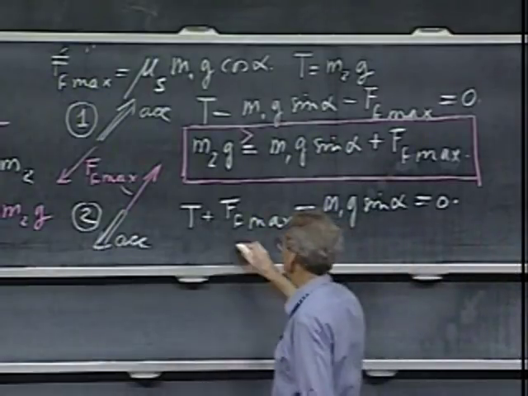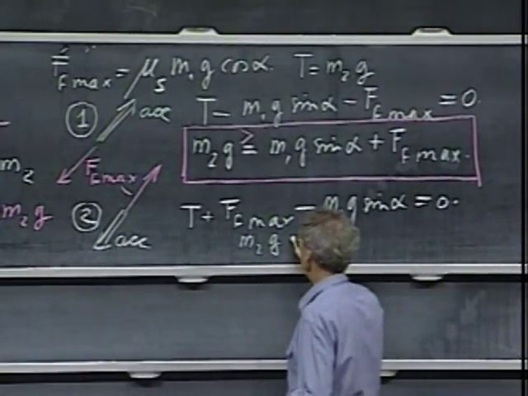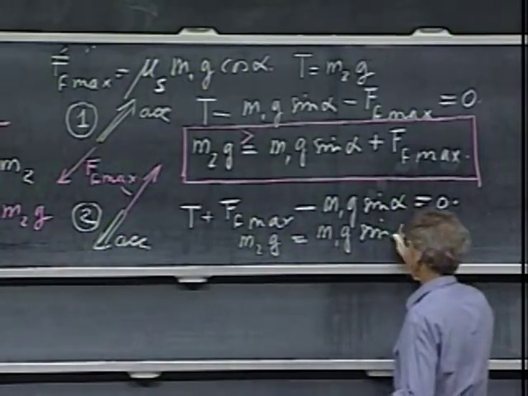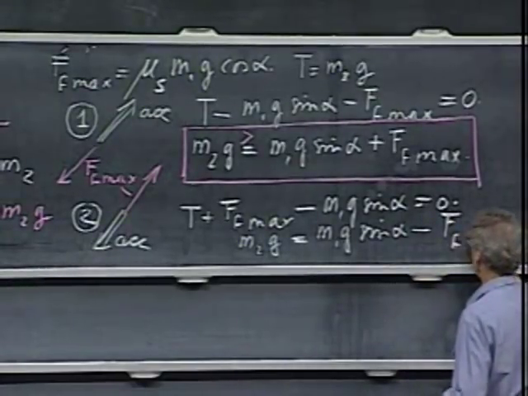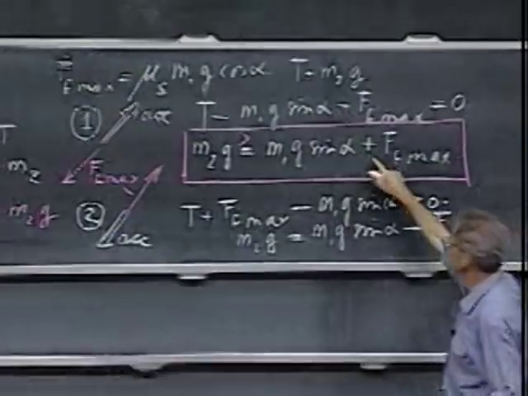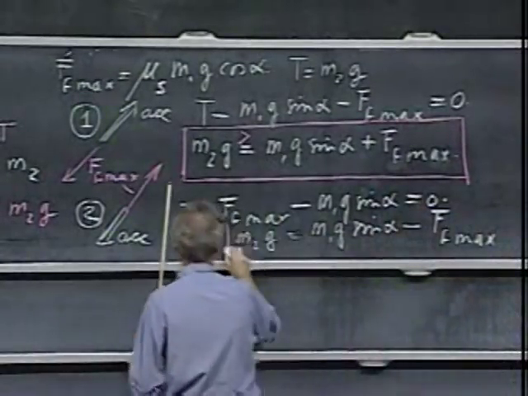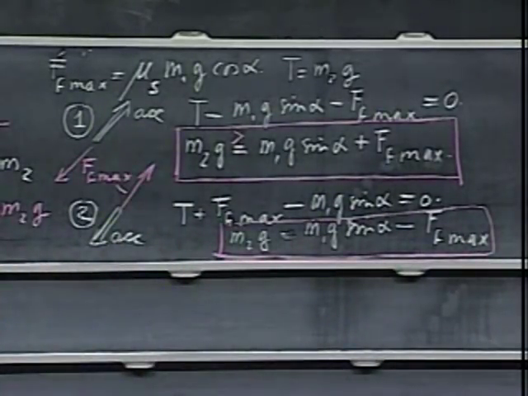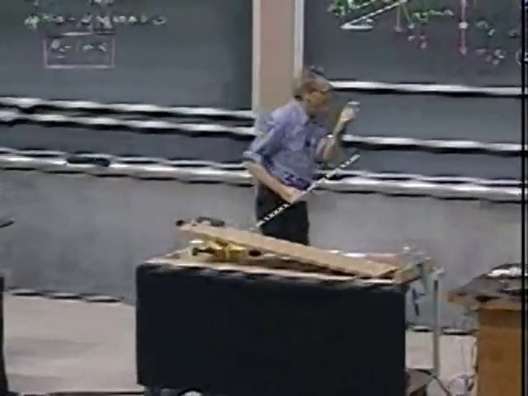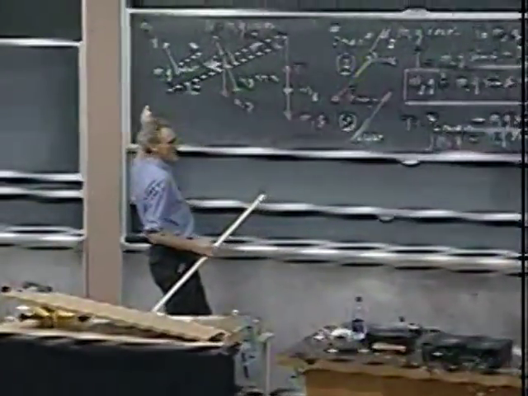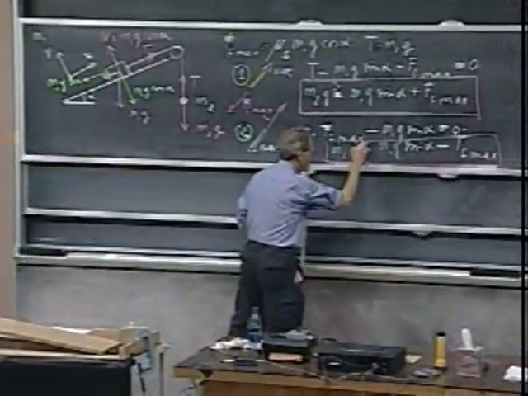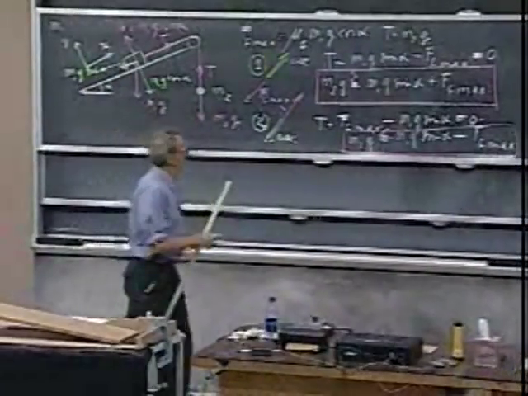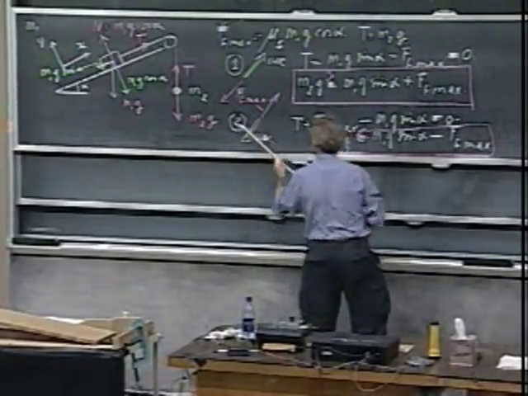We know that this is m2g. So m2g equals m1g sine alpha minus ff max. Notice the difference. There's a plus sign here. There's a minus sign here. This is, the object is still not moving. But if I make m2g a hair less, just a teeny little less, it will definitely start to accelerate downwards. So if I make this a smaller-than sign, the object will start accelerating downhill. This is condition one, this is condition two.